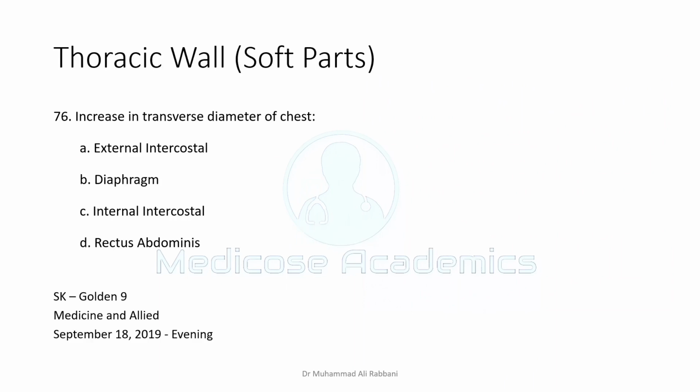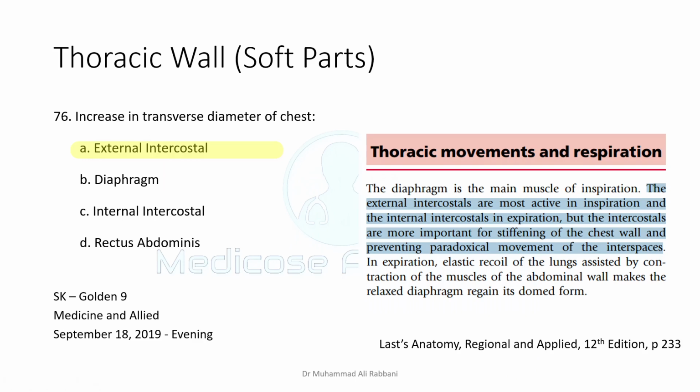Increasing transverse diameter of the chest. Before I go into the detail, in the event of inspiration, the increased thoracic volume can be obtained by increasing the anteroposterior diameter, transverse diameter, and the vertical diameter. The vertical diameter is known as piston movement, and that is done by the diaphragm. The transverse and anteroposterior diameters in quiet inspiration are mostly done with the help of external intercostals. In general, both internal and external intercostals help in both movements, inspiration and expiration, but external intercostal is more active in inspiration and internal intercostal is more active in expiration.